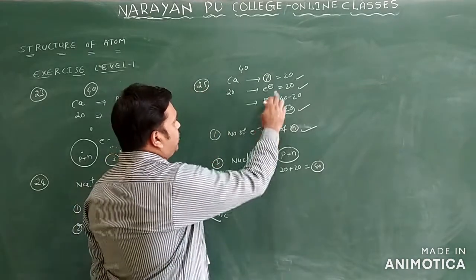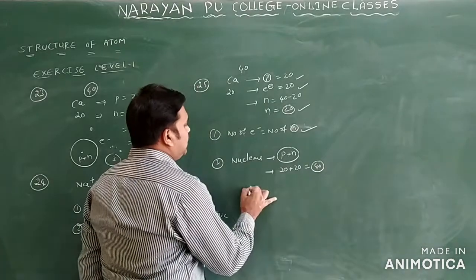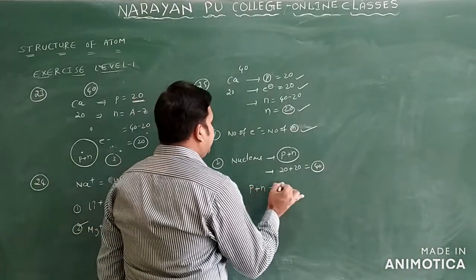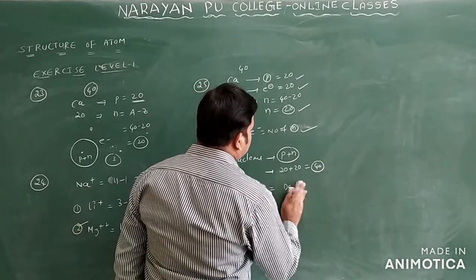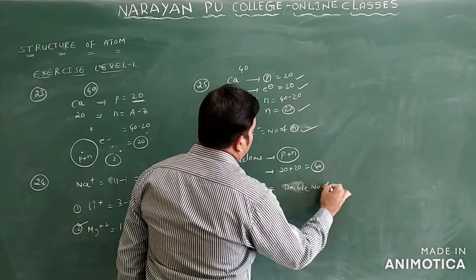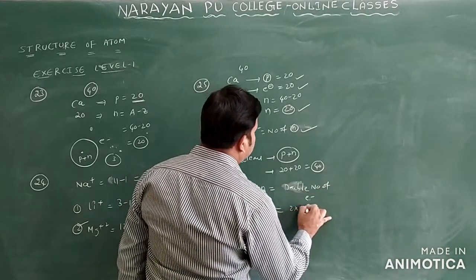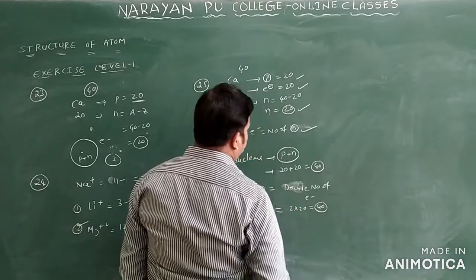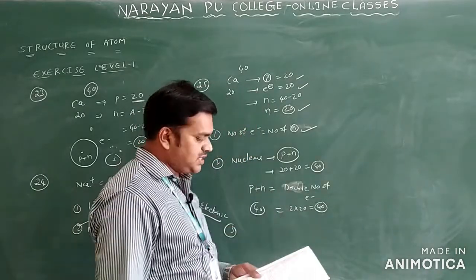Electrons how many do we have? 20. Double means what? 2 into 20, how much? 40 only. Now I will write here: protons plus neutrons are called nucleons, that is equal to double the number of electrons only. Double the number of electrons, this is 40. You can write here 2 into 20 is equal to 40 only. So is it the right answer? Yes.